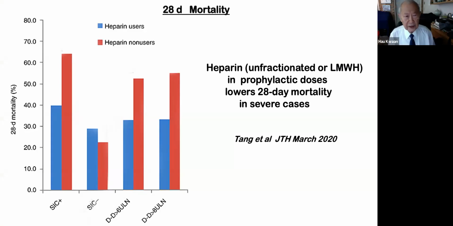This is comparing patients who are on a prophylactic dose of heparin, in blue color, and those patients who are not on heparin. Of course, you may wonder why heparin is not given, because this is from China, and thromboprophylaxis for ICU patients is generally not done because thrombosis is not as common as in Western countries. So here, different patients, different groups, the bottom showing the SIC score, and then on the right side is the D-dimer level. You can see the red bars have a higher mortality than the blue bars.